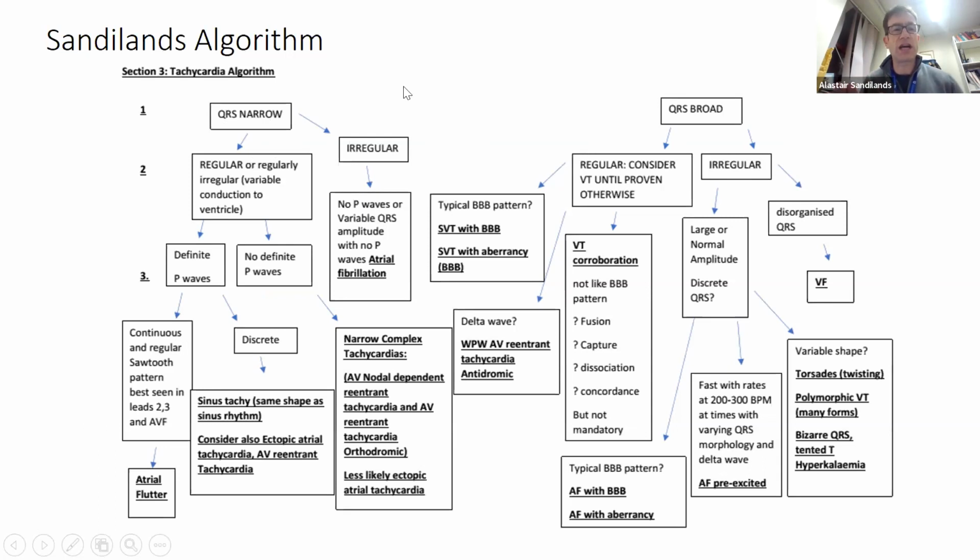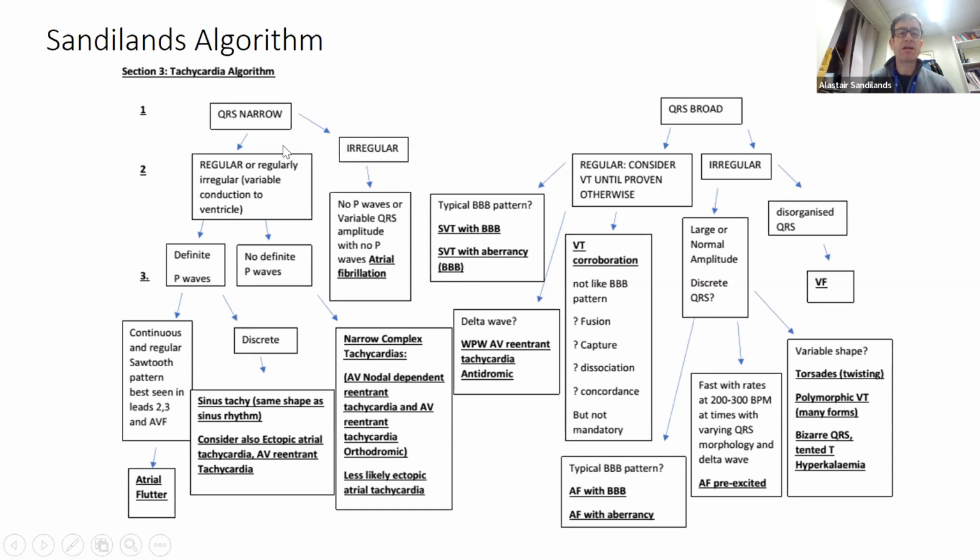Okay, so the first question you look at when you've got a tachycardia, when you judge by the rate, switch to this algorithm. The first question we're asking, is the QRS narrow? Okay, so narrow QRS. Then we have to ask ourselves question 2, what is the rhythm? Is the rhythm irregular or is it regular? Or it could be regularly irregular due to variable conduction to the ventricle of atrial flutter, for example, or atrial tachycardia. So I'll show you an example. So it's either regular or irregular. If it's an irregular rhythm, there are no P waves or variable QRS amplitudes with no P waves, then we have something called atrial fibrillation.